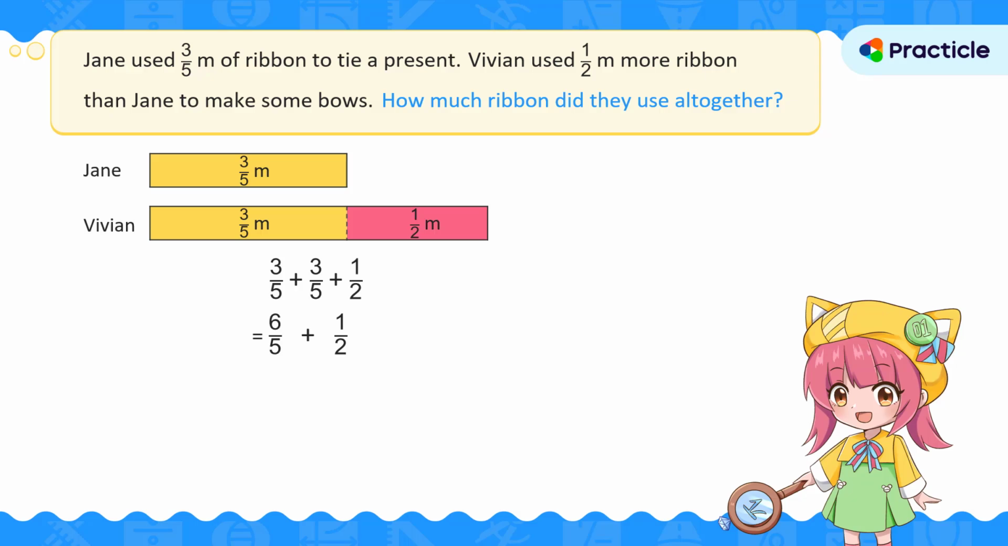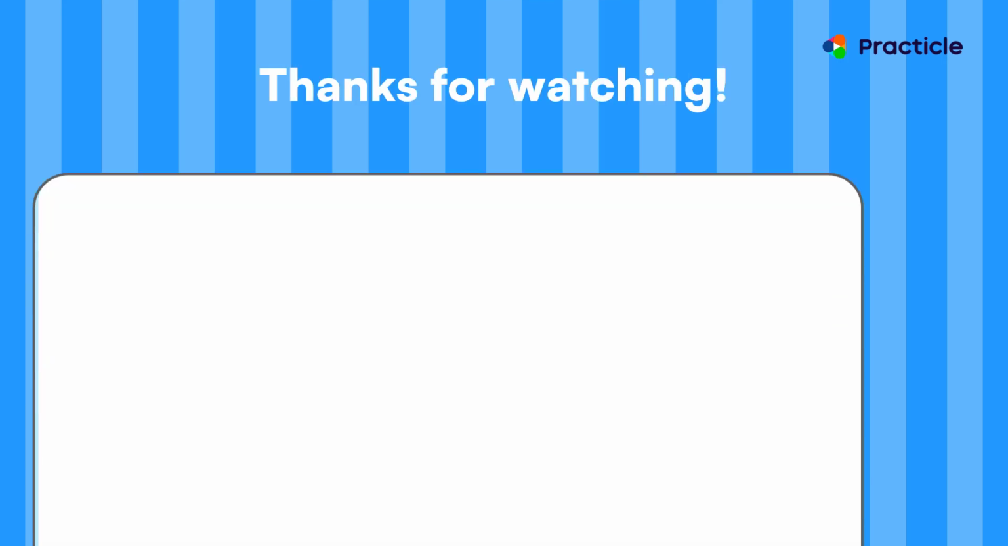Then, when we add 6/5 and 1/2, we need to make their denominators the same again. See how this gives us the same answer of 1 and 7/10 meters? Are such length word problems easy for you?